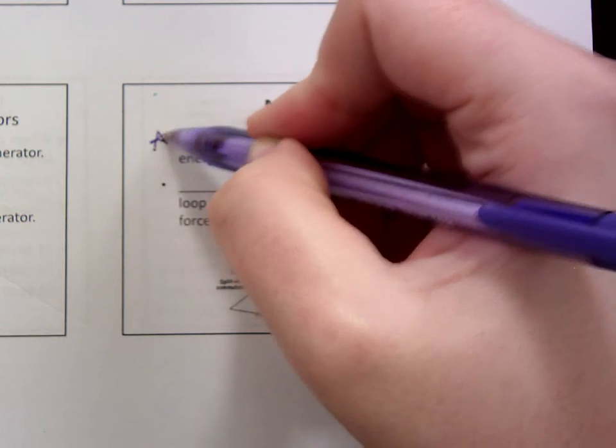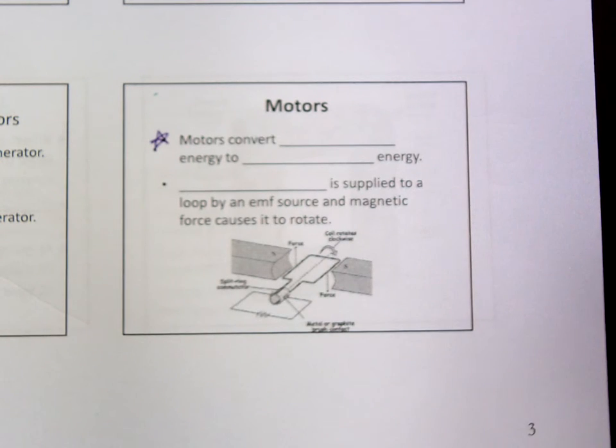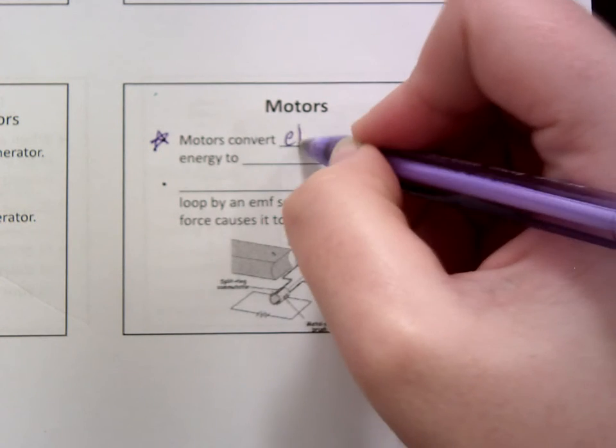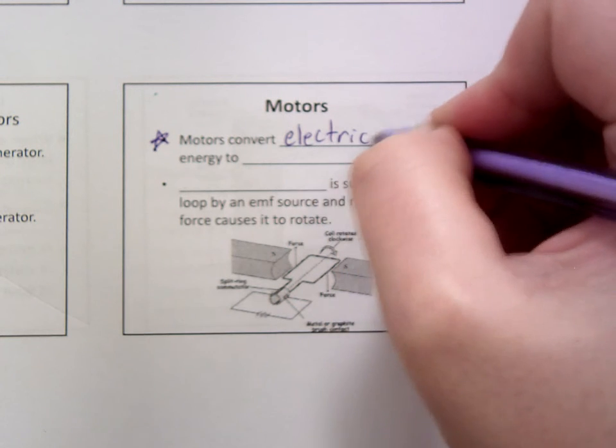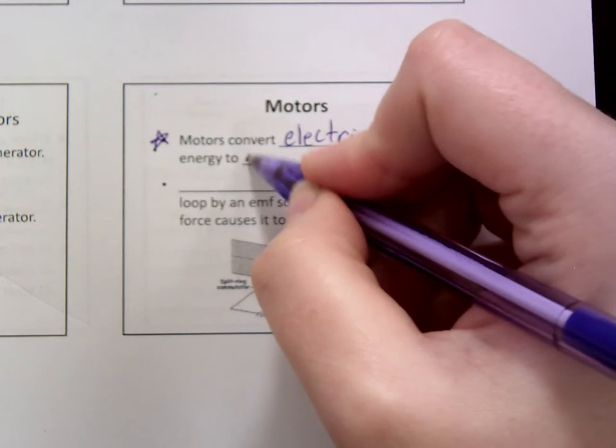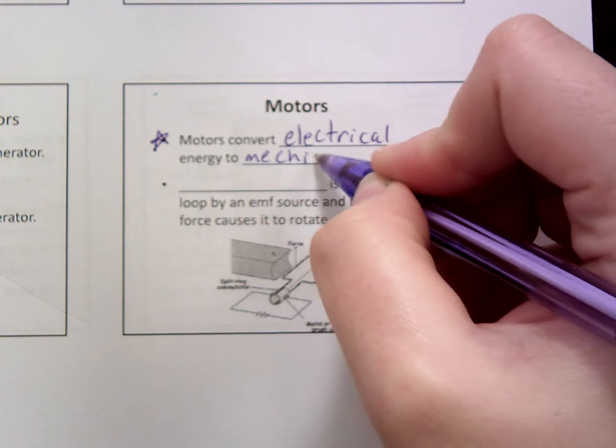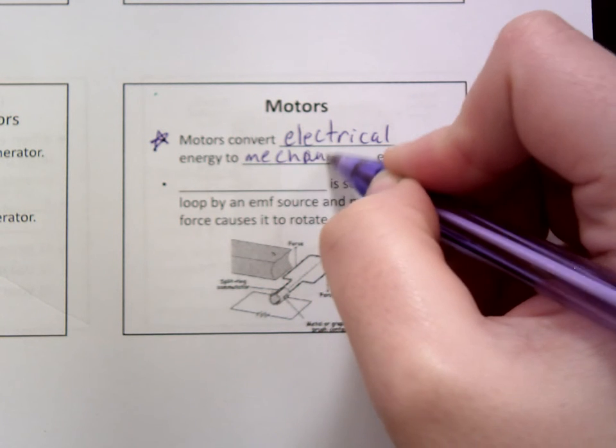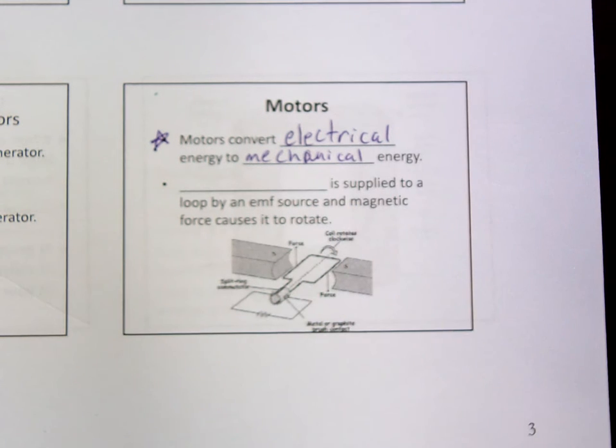Now, motors are kind of the opposite of generators. Motors take electricity, electrical energy, and change it into mechanical energy. So for instance, let's take a fan as an example. A fan, you plug it into the wall, it takes the electricity from that outlet and changes it into mechanical energy as it spins the blades or rotates the fan back and forth.